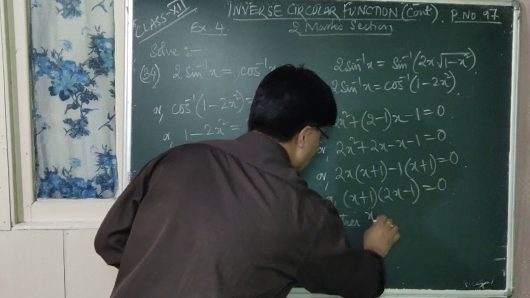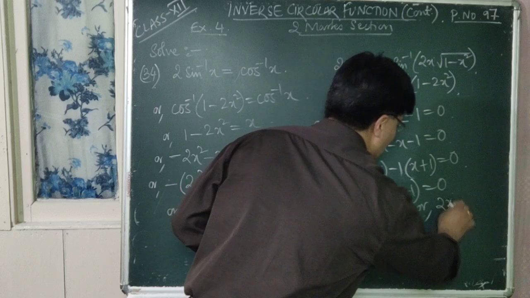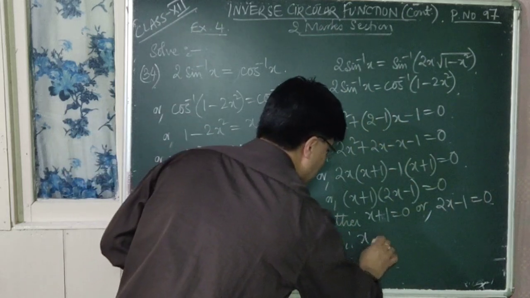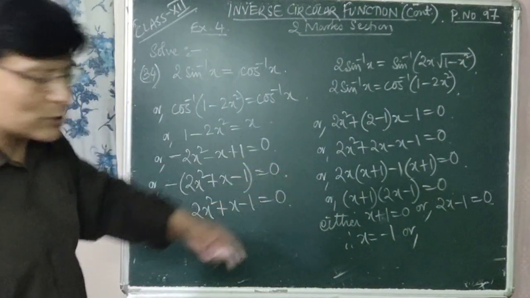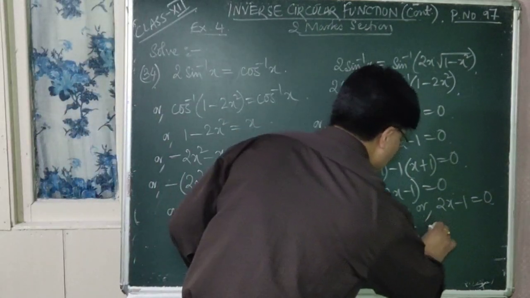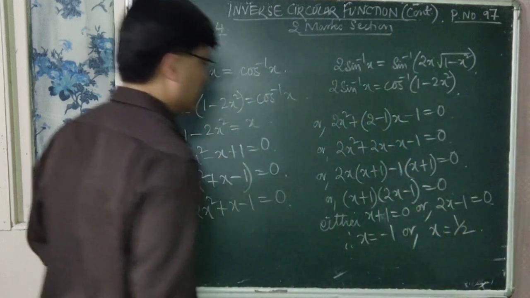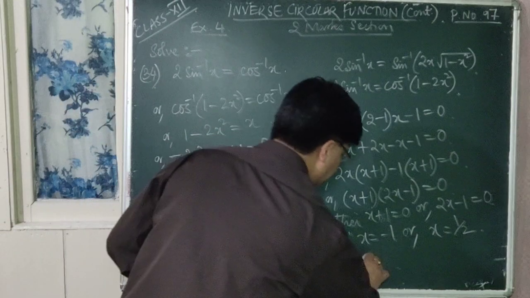Either x plus 1 is equal to 0 or 2x minus 1 is equal to 0, right? So what is the value for x from here? x is equal to minus 1. And what is the value of x from the other equation? 2x minus 1 is equal to 0, that is x is equal to half. Is that right?